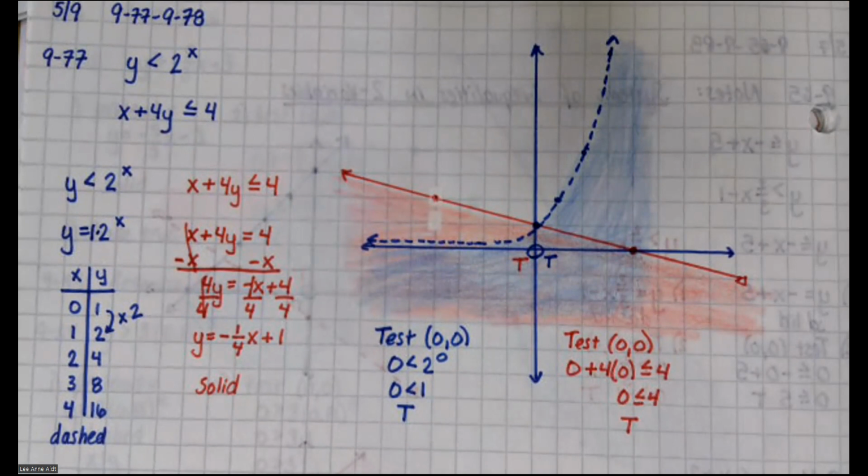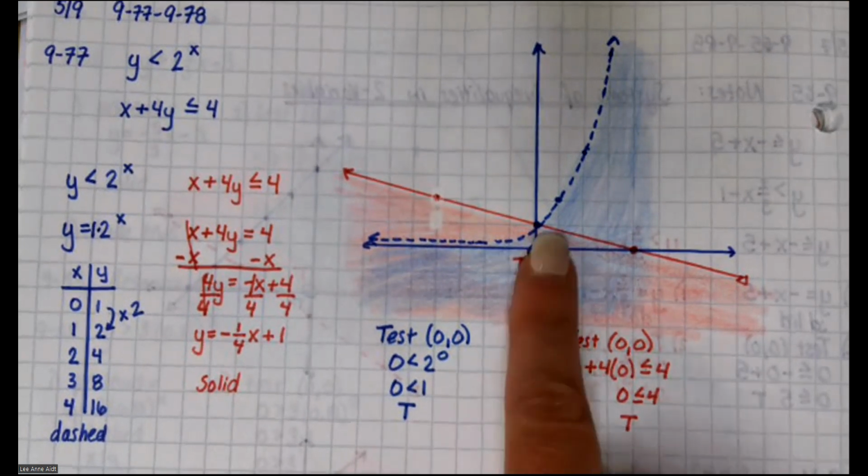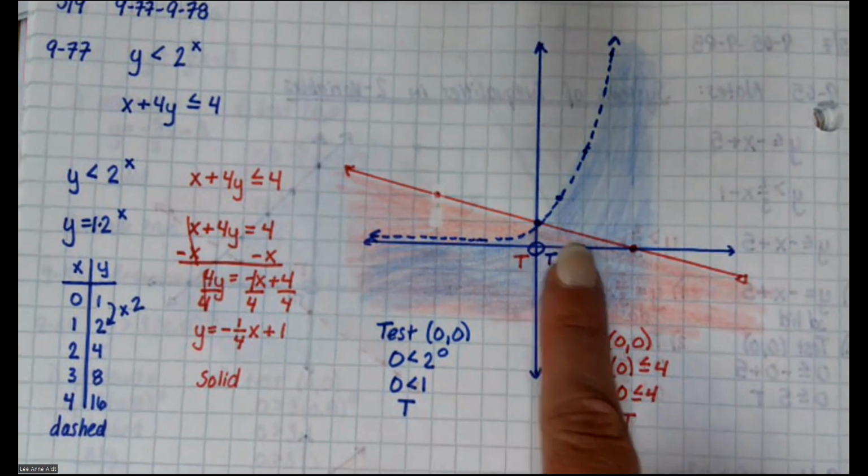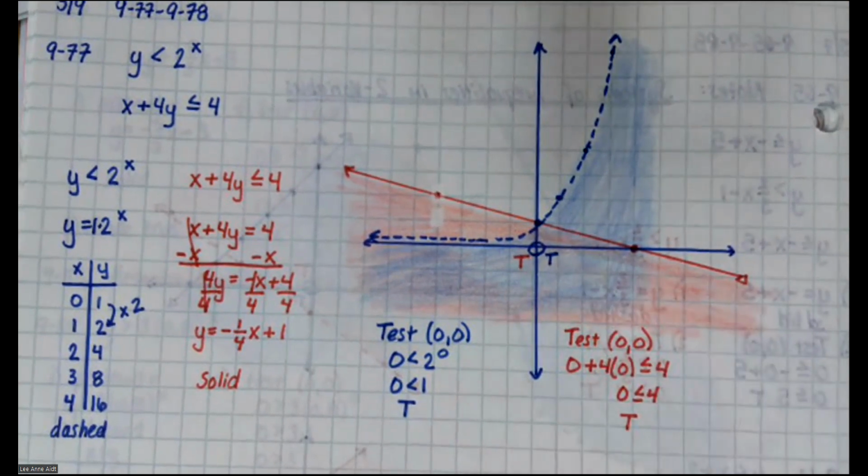Okay, do you guys know where the solution region is? Do you know what the solution region is? It's all of this that's double shaded. So it's like through here and then up this little bit and then there. Right? Double shaded? Okay.